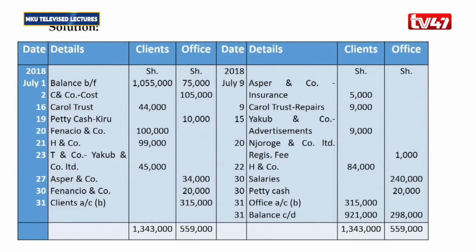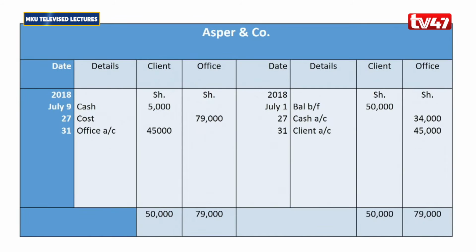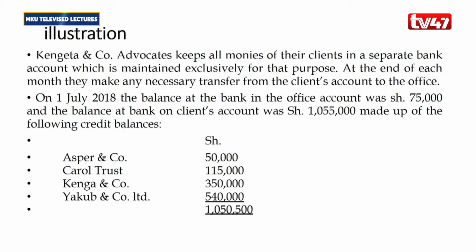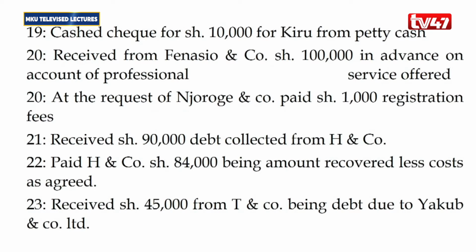So when you go to ASPA account, you realize this is where we are reducing. This customer had a balance brought forward of 50,000, and now we have spent 5,000 for insurance on their behalf. So we reduce that account on the client's column by 5,000. And I believe you have been able to see this is where we have ASPA account with a balance of 50,000. So you go to that account, you credit this particular 50,000 there to show that the account has a balance.